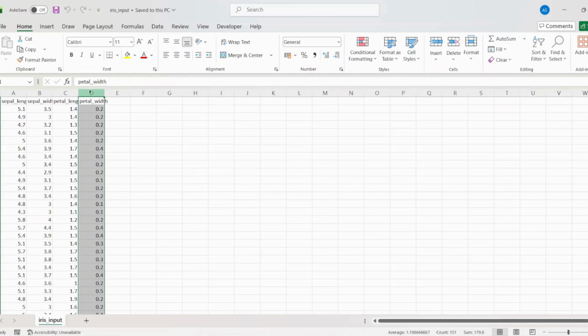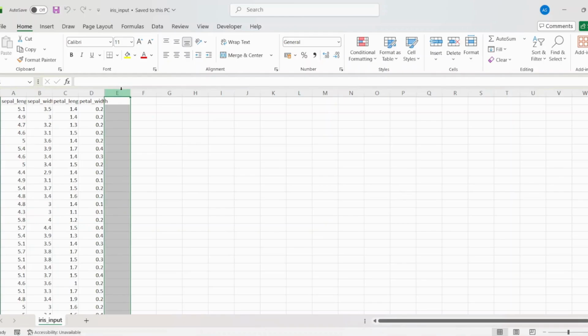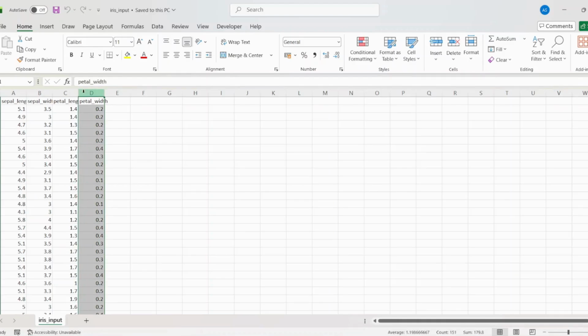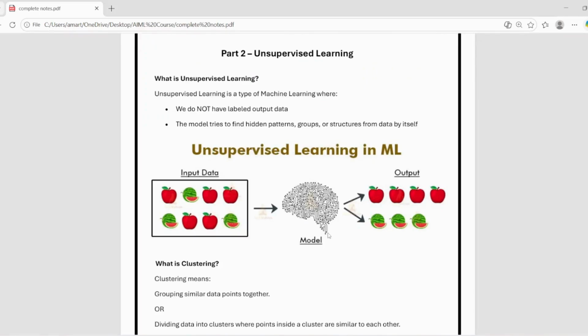So by unsupervised learning, we can analyze how many categories can be there in the output on the basis of these inputs. We will not have the output like supervised learning. We will analyze the output categories by unsupervised learning, and we will only train the model by giving the inputs. So this is what unsupervised learning is.